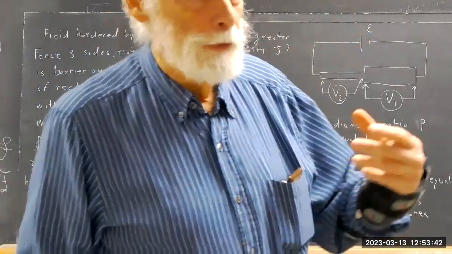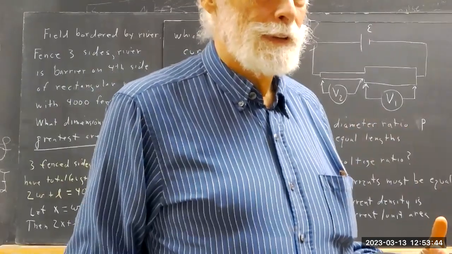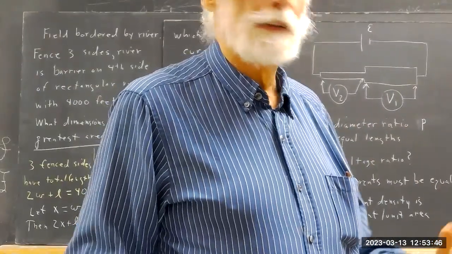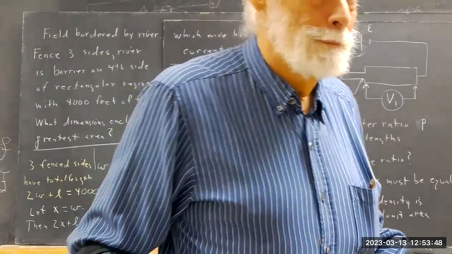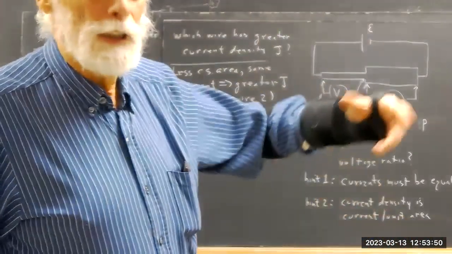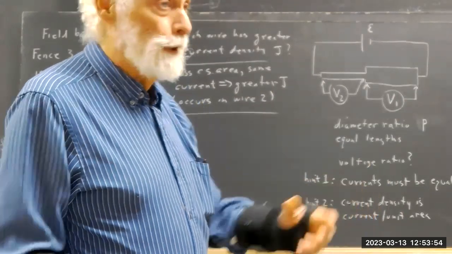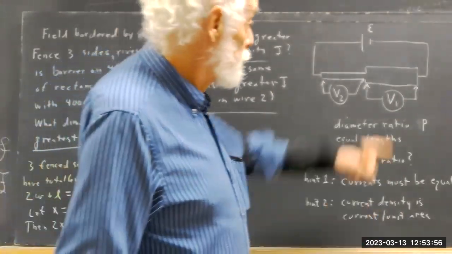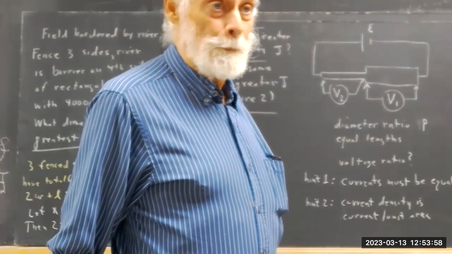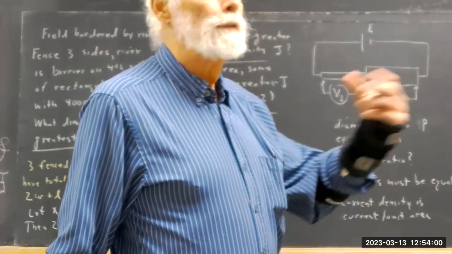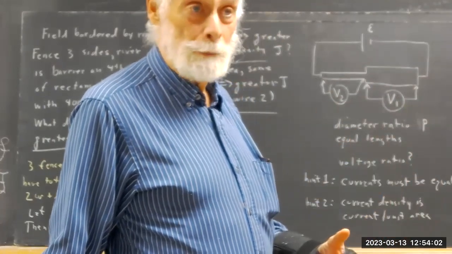Now, what does greater current density tell you? Current density is just a multiple of the electric field and the conductivity and so on. It's the same wire material, so we don't have to worry about conductivity. It's the same in both. We've got the same number of electrons available per unit volume.